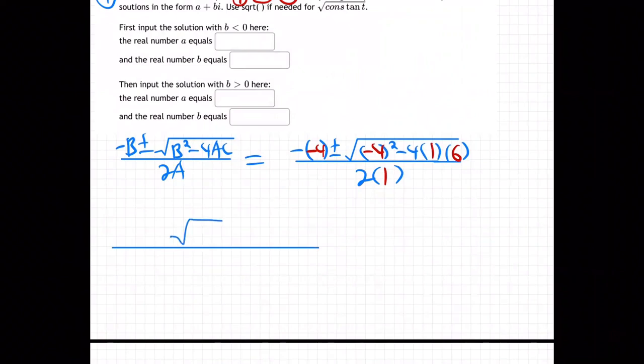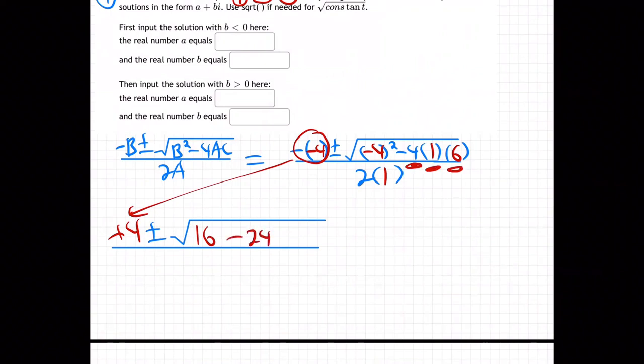Okay, so where are we at? So it's going to be +4 plus or minus, here, let me change the color. Right, because the two negatives become positive. So like that, and this is going to be 16. Now right here, negative, positive, negative, going to be -24. 2 times 1 is 2. All right, so what does that equal? Well, that's going to be 4 plus or minus 16 minus 24 is -8 all over 2.